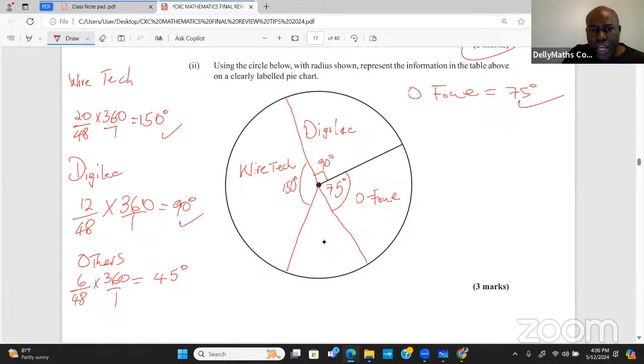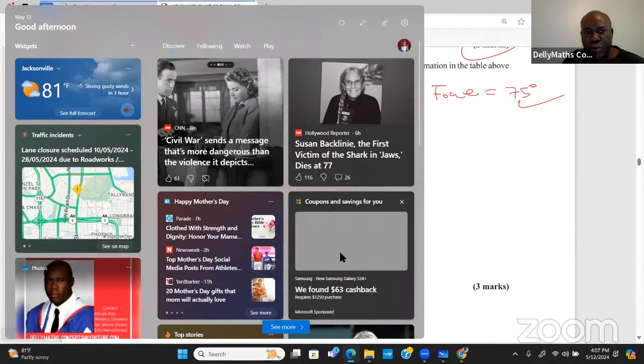And then lastly, this is 45 degrees, and this was for other. There you go. So we're expecting you to work out the degrees because it's a circle, which deals with degrees. And one has to remember that the total is 360. So you take a fraction of the total, and you just keep working. It's not a big deal, but you have to do the work, right?